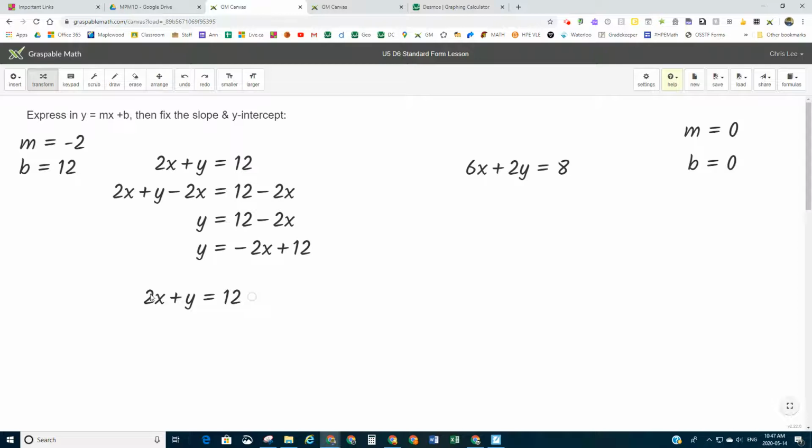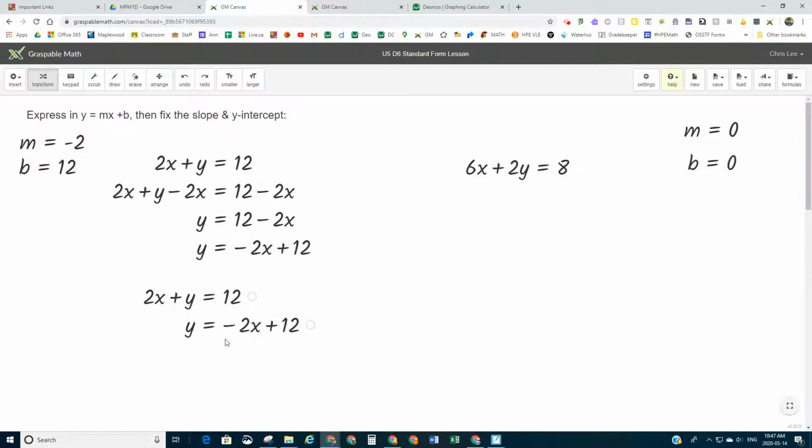So to grab both the 2 and the x, I'm going to push my shift button down and click on the 2 and the x, and you see they turn blue. I'll let go of shift, and now I can move the whole thing. And I'm going to move it just in front of the 12. And look, in one step, it's gone from here down here.